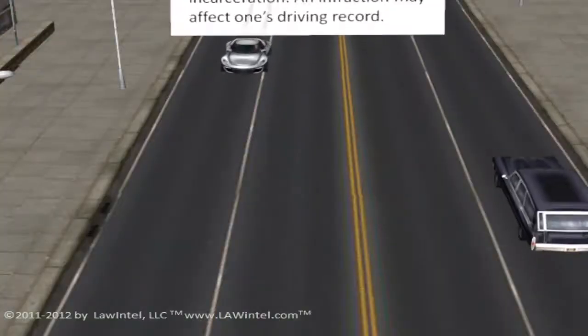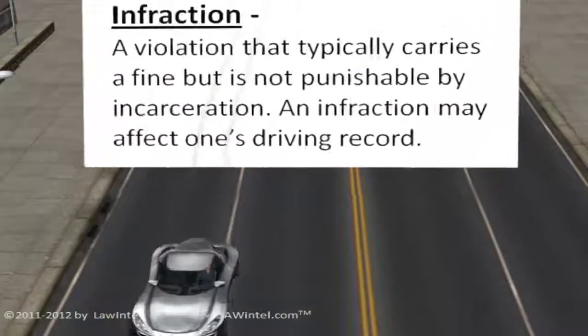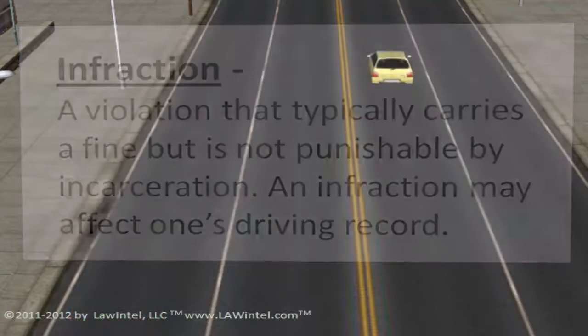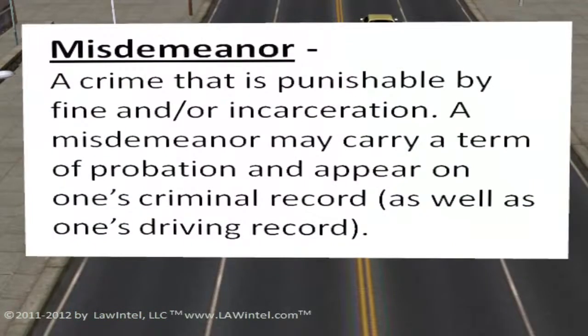The charges that we've discussed so far are all infractions. An infraction is a violation that typically carries a fine but is not punishable by incarceration. But if you miss a court appearance on an infraction case, then you can be charged with a new, more serious crime called a misdemeanor. Misdemeanors are more serious and may entail custody, so you should seek advice from a competent attorney if you're facing a misdemeanor charge. The same applies for felonies, which are even more serious than misdemeanors.